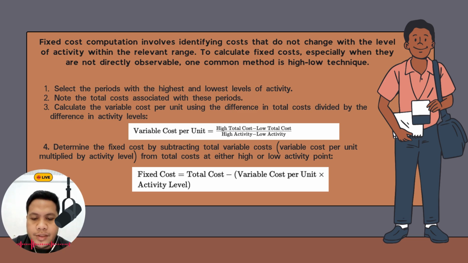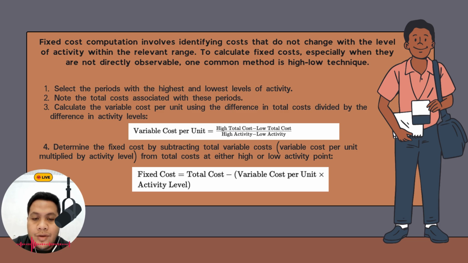Fixed cost computation involves identifying costs that do not change with the level of activity within the relevant range. To calculate fixed costs, especially when they are not directly observable, one common method is the high-low technique. First, select the periods with the highest and lowest levels of activity. Second, note the total cost associated with these periods.